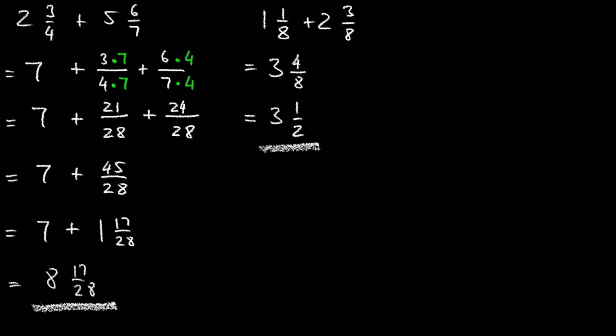What about this example? 2 and 3/7 plus 4 and 3/7. 2 plus 4 is 6. 3 plus 3 is 6. So we get 6 and 6/7 as our solution.